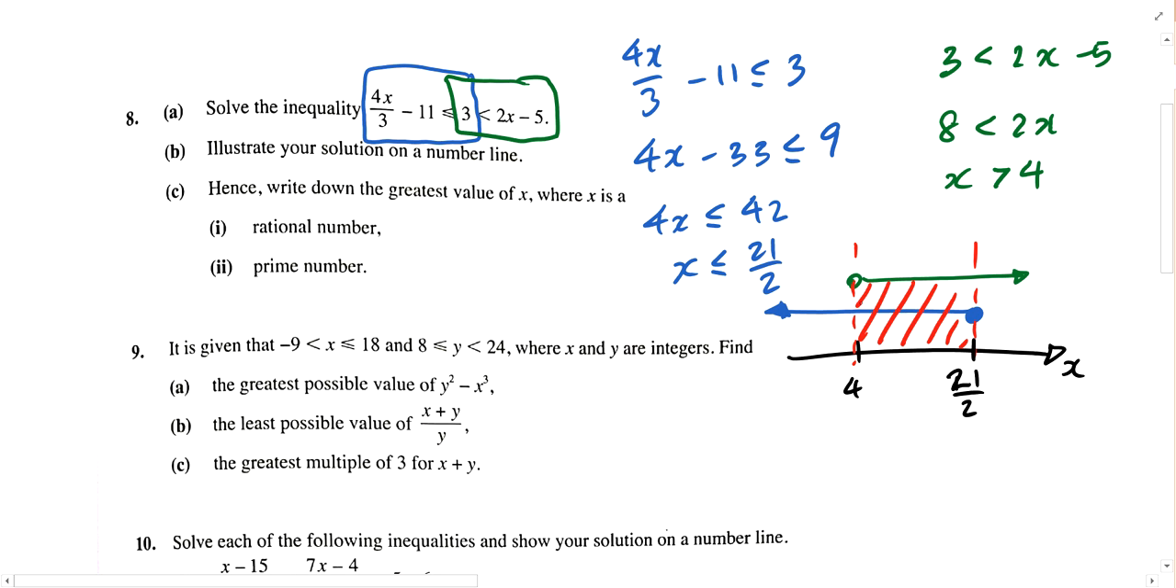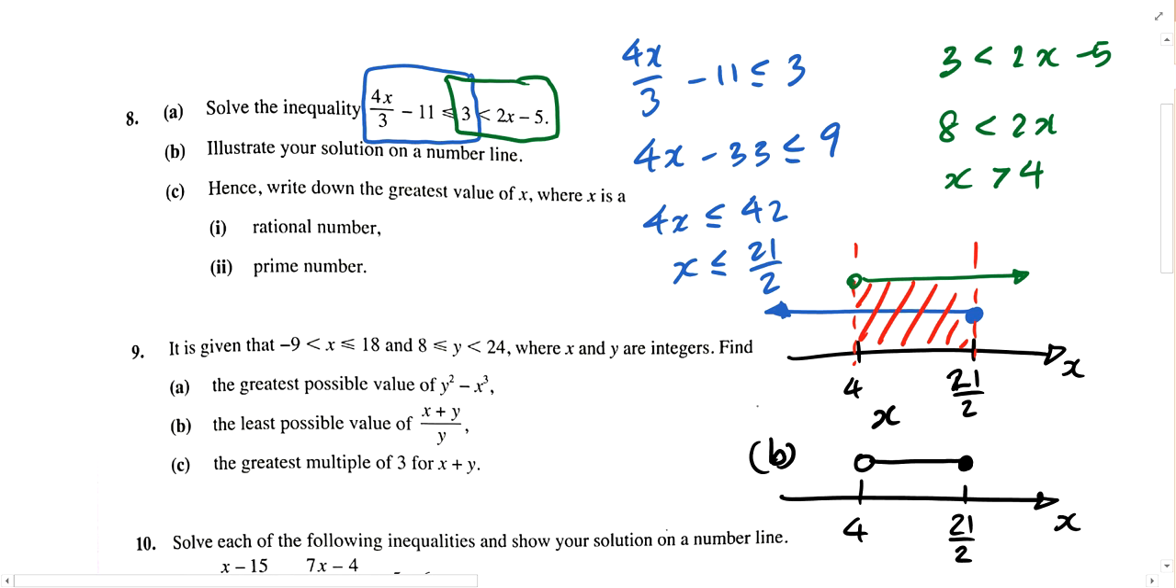This being our draft working, our final answer for the number line should look like this. X, 4, 21 over 2, solid circle, hollow circle, join them up. So this is the answer for part B, and the statement for this will be shown in part A. X is greater than 4 but less than or equal to 21 over 2. Take note that for the number line, we do not need to put in values 5, 6, 7, 8, 9, 10, and so on and so forth. Just write down the relevant numbers. In this case, it will be 4 and 21 over 2.